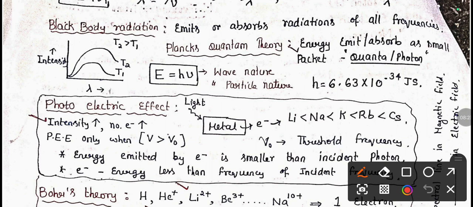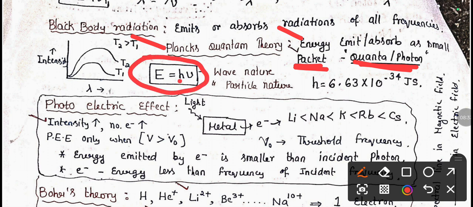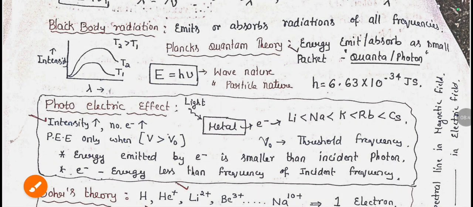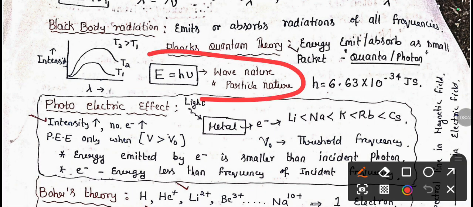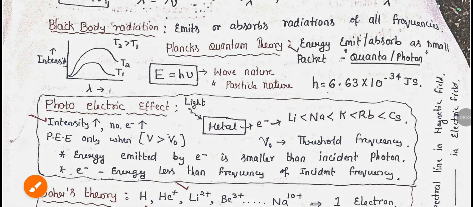And remember Planck's quantum theory. Planck's quantum theory says that energy is emitted or absorbed as small packets called quanta or photons, and the formula is energy E is equal to h, Planck's constant, into nu, frequency. This explains the wave nature and particle nature of an electron, and this is the value of Planck's constant h.